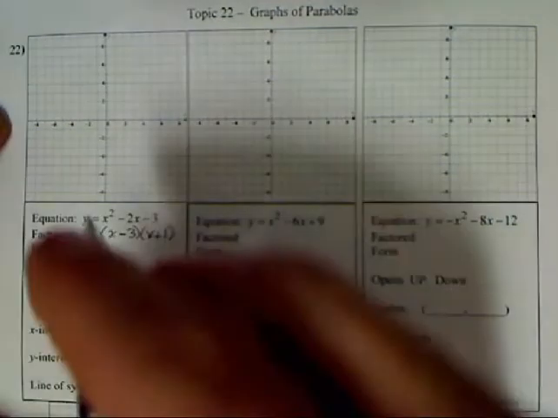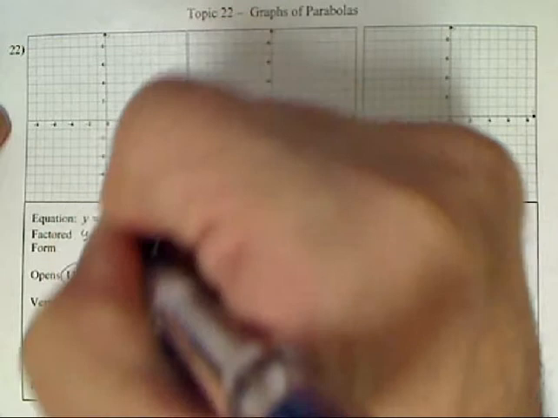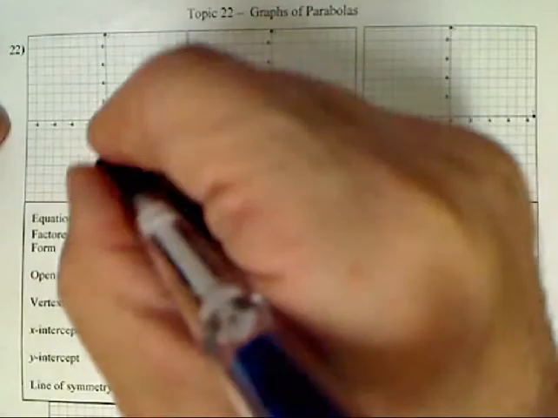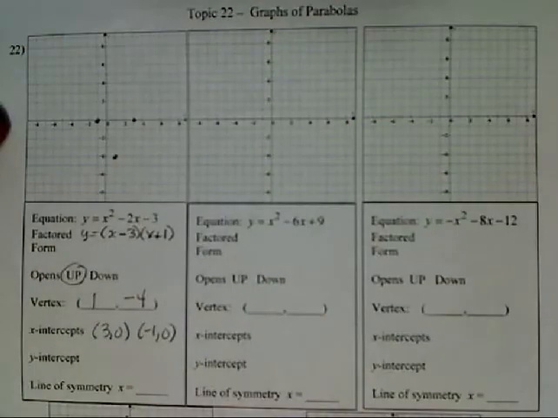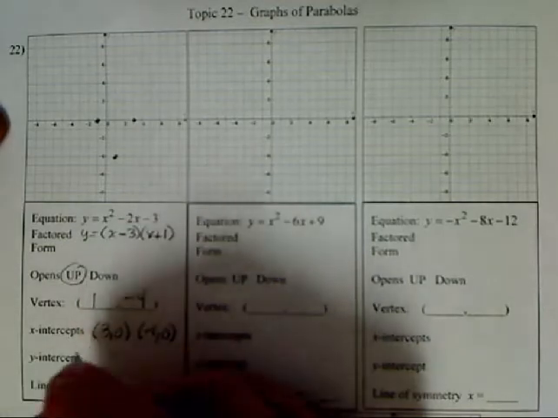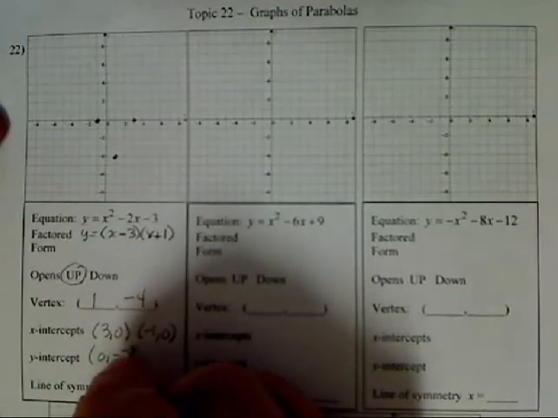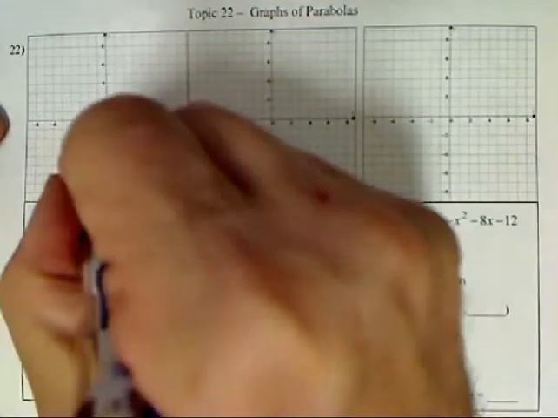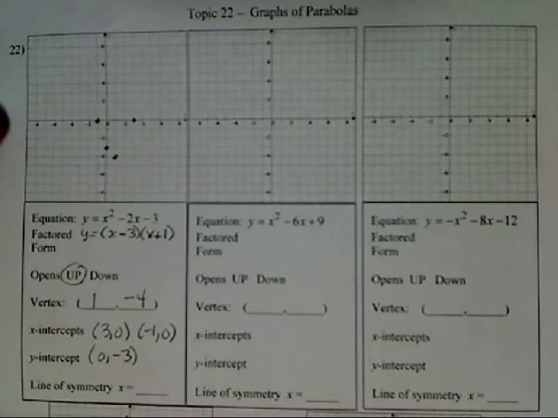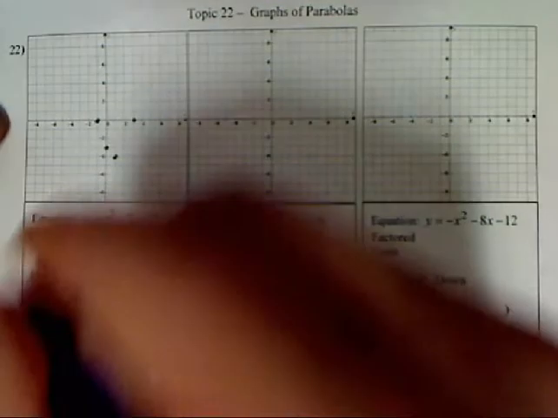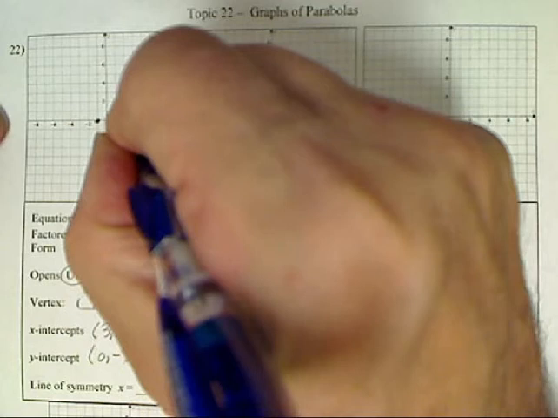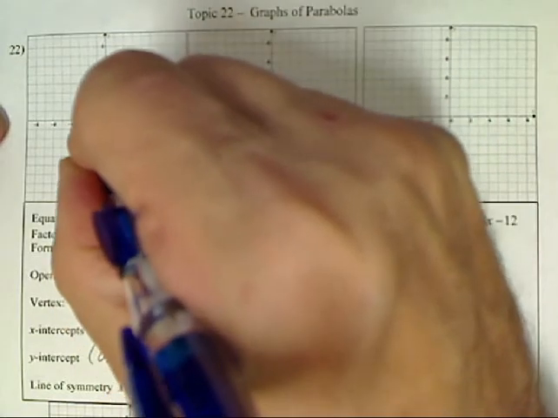So right now I'm going to start graphing it at the same time. I have x-intercepts at (3, 0) and (-1, 0). So I got those 2 points. My vertex at (1, -4). The y-intercept, if I plug in 0, I get (0, -3). So it goes to that point. Line of symmetry is the same as the x-coordinate for the vertex, which is 1. So that means my parabola will look like this.